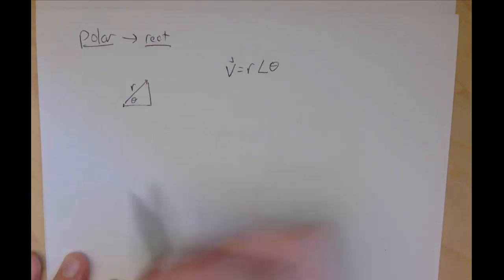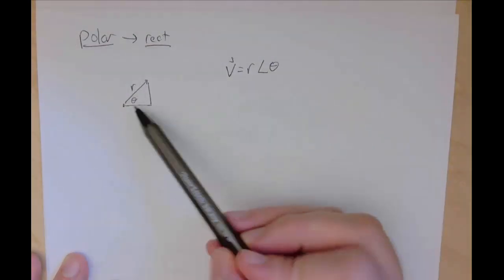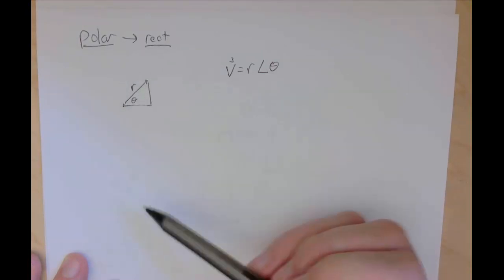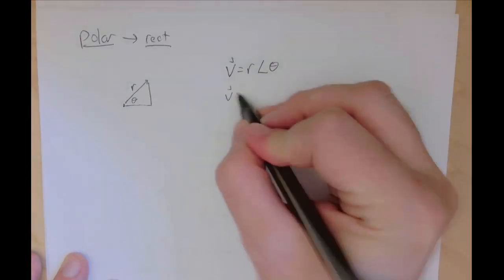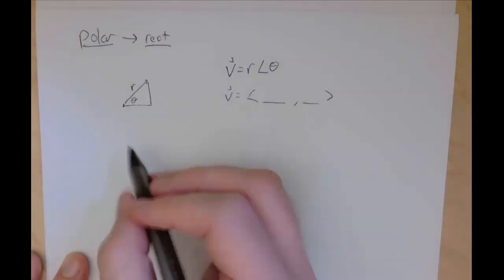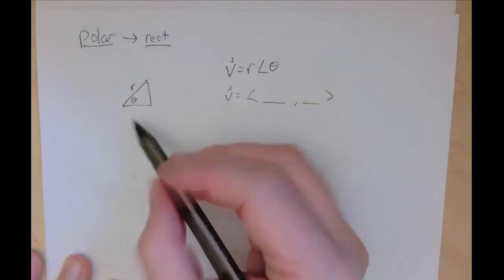So what about the other way? What if I have a vector in polar form where I know the distance I'm traveling and the angle I'm traveling at, and I want to convert it to rectangular form where I figure out what are the xy components? Well, this is again just a simple application of trig.